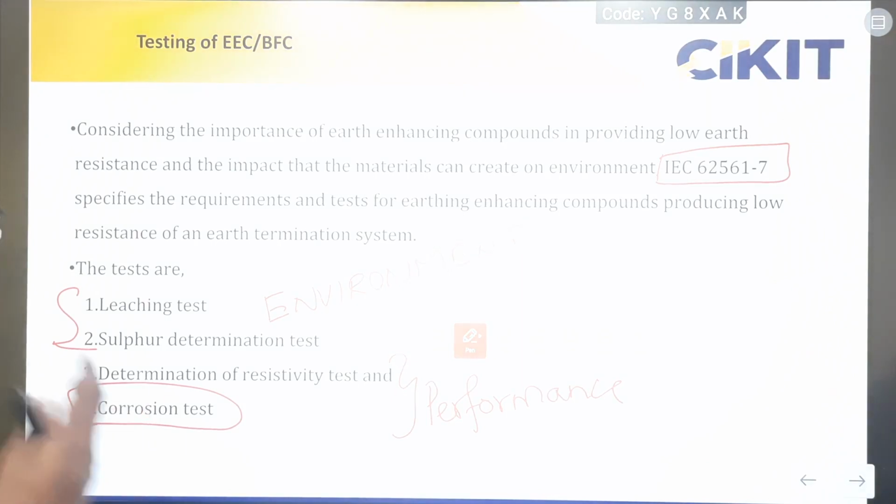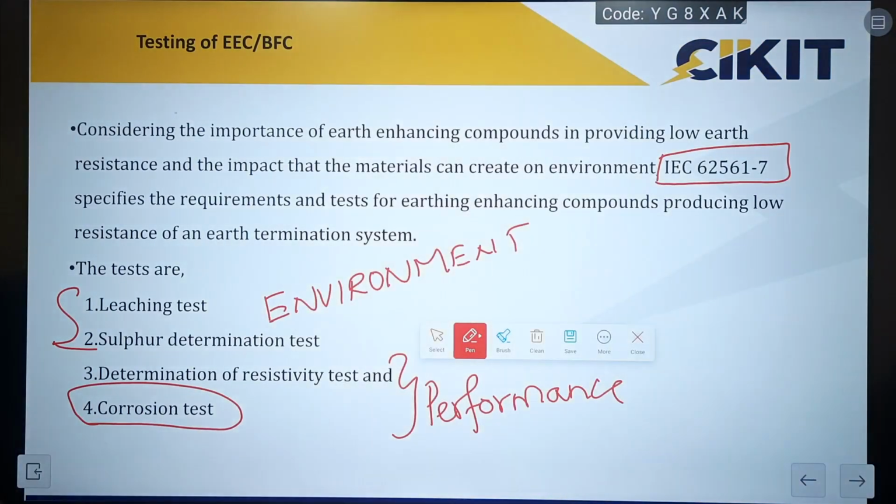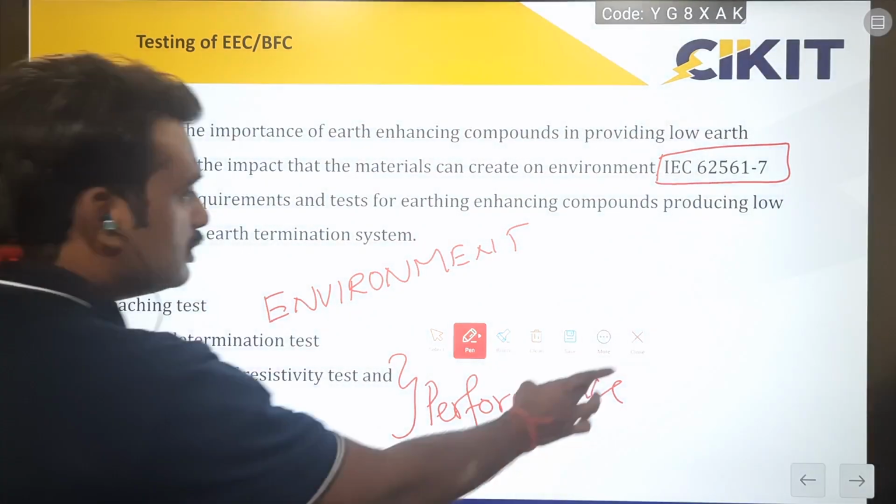If we are procuring any earth enhancing compound, we should ask the vendor about these 4 different tests, and only after proper examination should we go for this backfilling compound or earth enhancing compound, because by providing earthing, we are directly putting it inside the soil. If rainwater passes through this material and it contains any chemical, that chemical will dissolve into the rainwater and mix with the groundwater. So proper material should be used for earthing applications.